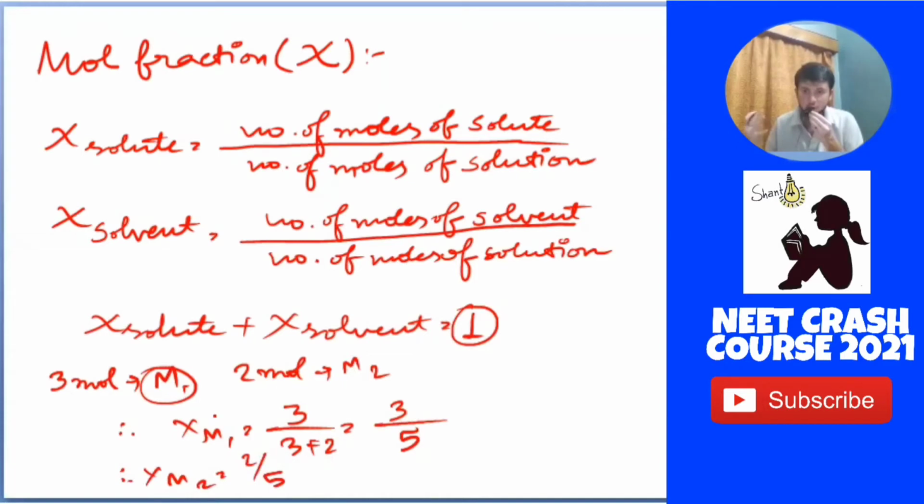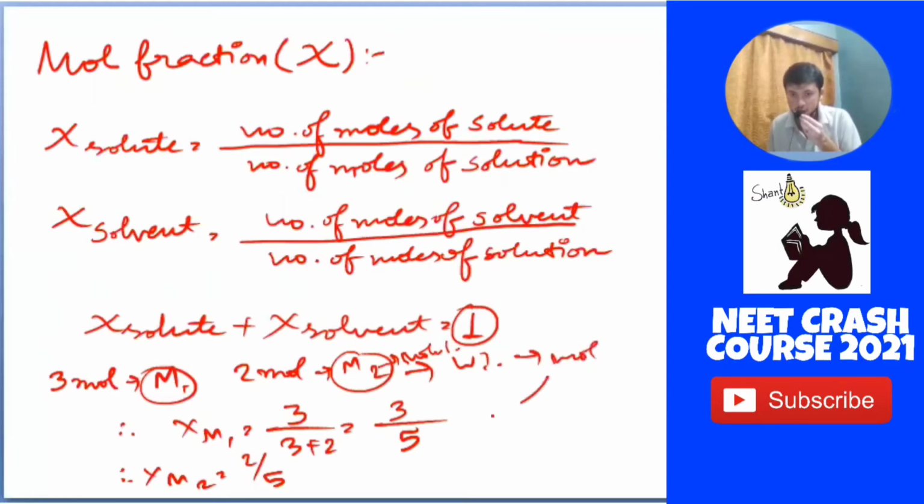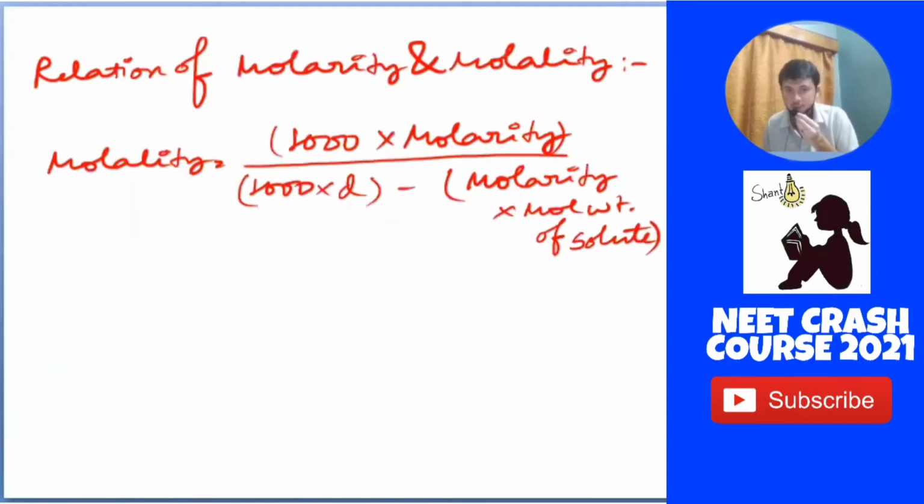Now we know how to conclude mole. If they don't give you the mole directly, they can give you the weight. And if you know the molecular weight of M2, you can easily conclude the mole and then do this process. So that's how we conclude mole fraction.